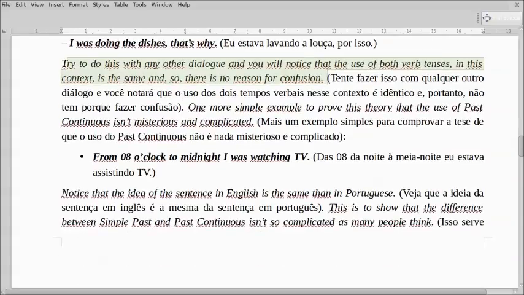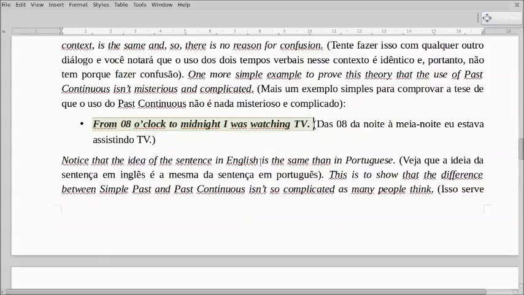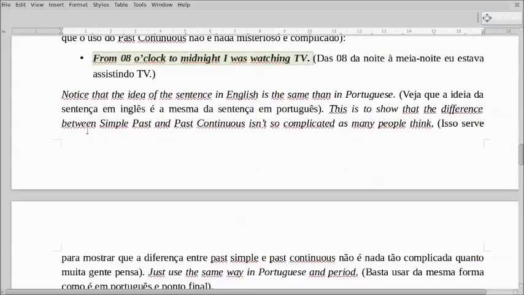Okay? One more example. To prove this theory, that the use of past continuous isn't mysterious and complicated. Mais um exemplo para provar essa tese, essa teoria, que o uso do passado contínuo não é misterioso, nem complicado. From 8 o'clock to midnight, I was watching TV. Das 8 horas em ponto até a meia-noite, eu estava assistindo TV. Okay? Note that the idea of the sentence in English is the same than in Portuguese. A ideia da frase em inglês é a mesma que em português.